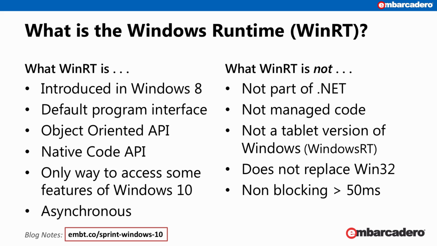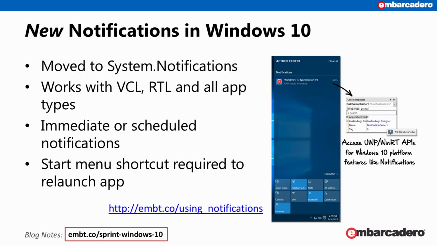But it is the only way to access some features of Windows 10. So some things are only available through WinRT, while others are available through Win32. It is also asynchronous, which means it's non-blocking. So anytime you're going to make a call that could potentially take longer than 50 milliseconds to access, you'll have a callback available so that the main UI thread doesn't block, which is the important thing.